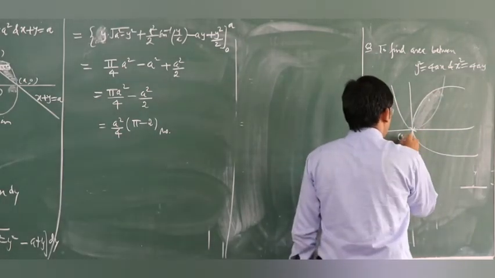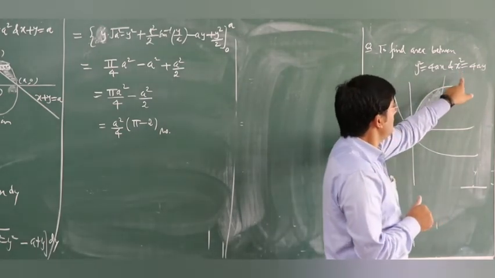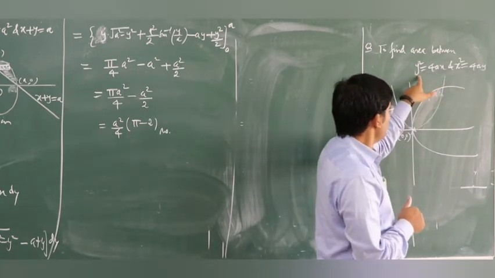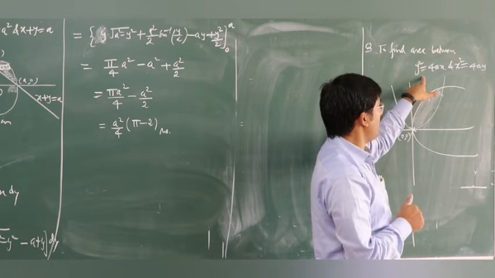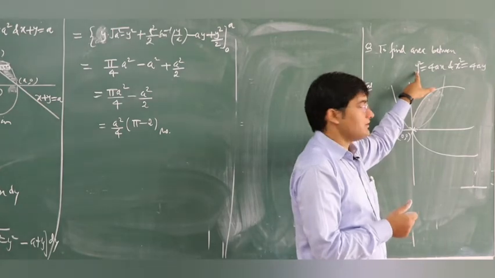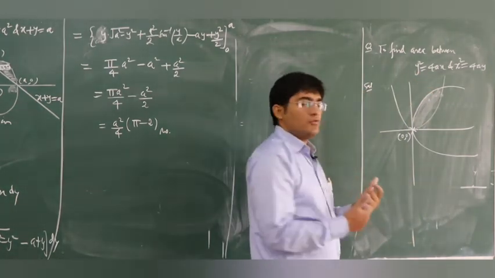Now let us find out the intersection point. If you put the value of y here, then you can see that this will be x to the power 4 upon 4a square. One x will get cancelled, so we will have x cube equal to 4a cube. So your x will be 4a.